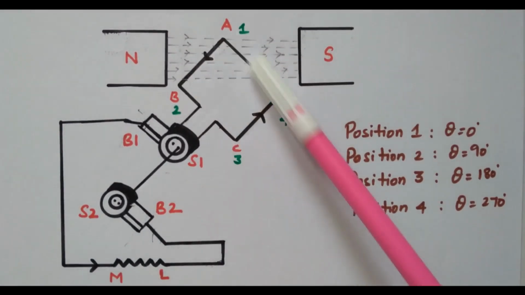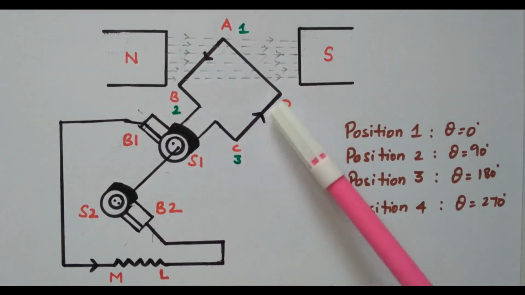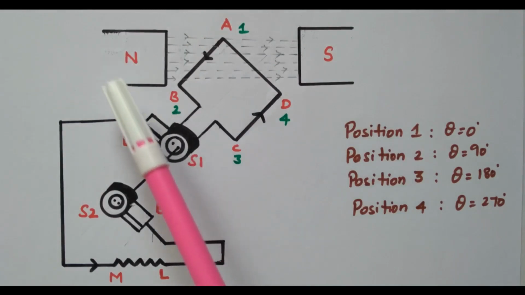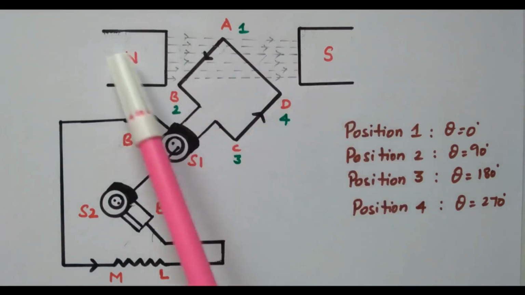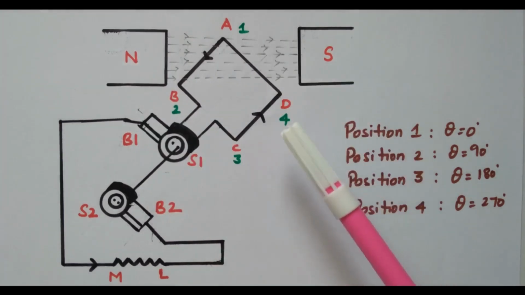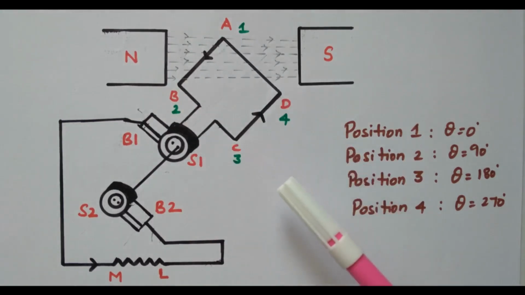Now we consider the rectangular coil for understanding purpose. A, B, C, D, A, rectangular coil. So this is nothing but a magnet, either permanent magnet or electromagnet. This is called the field windings. These two are field windings. One is N pole and another one is S pole. So the coil is named A, B, C and D.